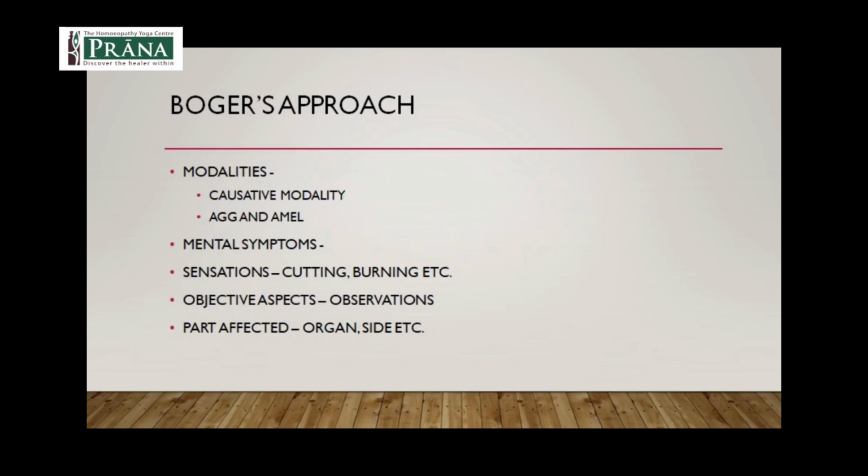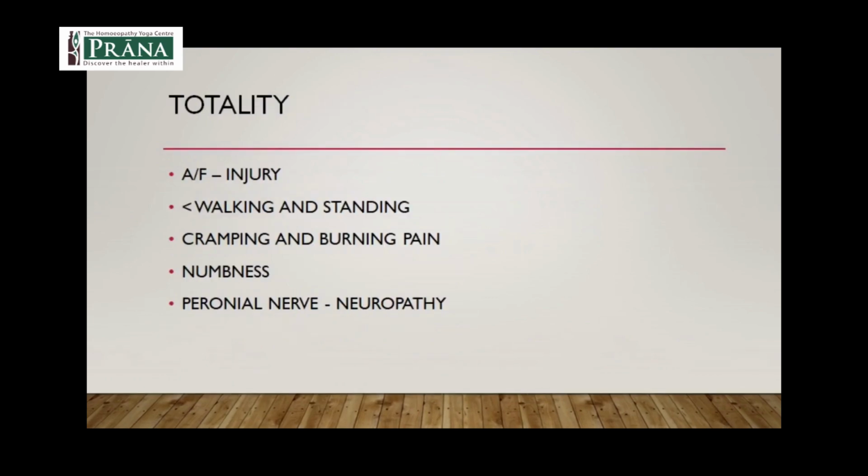In our case, there is neuropathy, peroneal nerve neuropathy. So we want a medicine which has affinity towards the peroneal nerve. What is our totality in this case? Injury is the first symptom, the causative modality. Then aggravation by walking and standing, these are the aggravating modalities. Then the sensations we have: cramping, burning and numbness, which have to be there in our remedy. And last, organ affinity, the nerve is affected, especially the peroneal nerve.